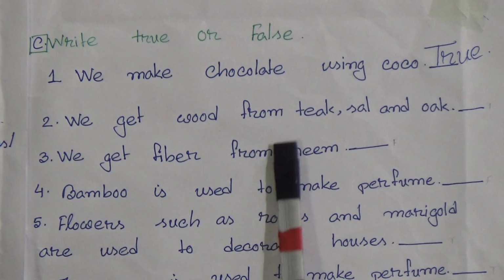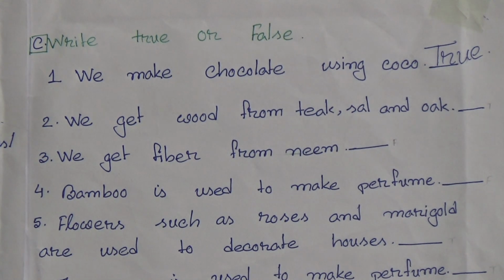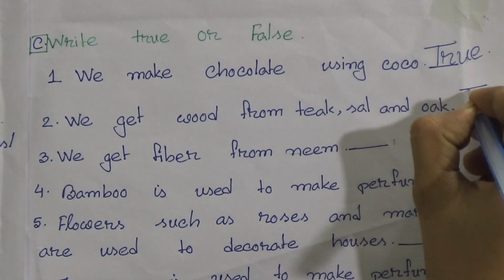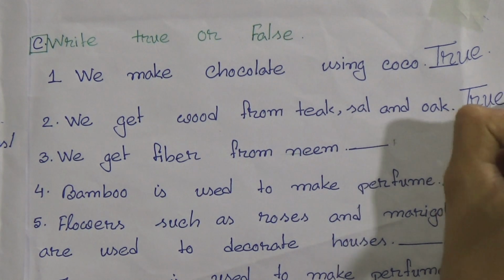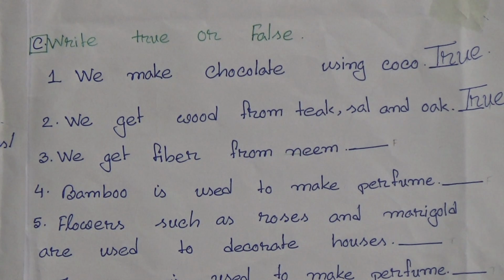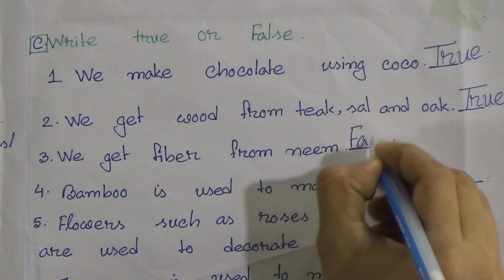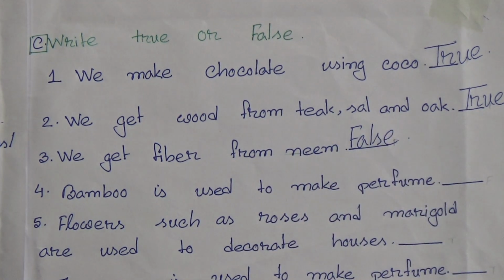Number 2, we get wood from teak, sal and oak. Yes, we also get wood from these three trees. So the answer is true. Number 3, we get fiber from the neem. False, because neem is a medicinal tree. We get medicine from this tree. So here it is false. Number 4, bamboo is used to make perfume. The answer is false. Bamboo is not used for making perfume.